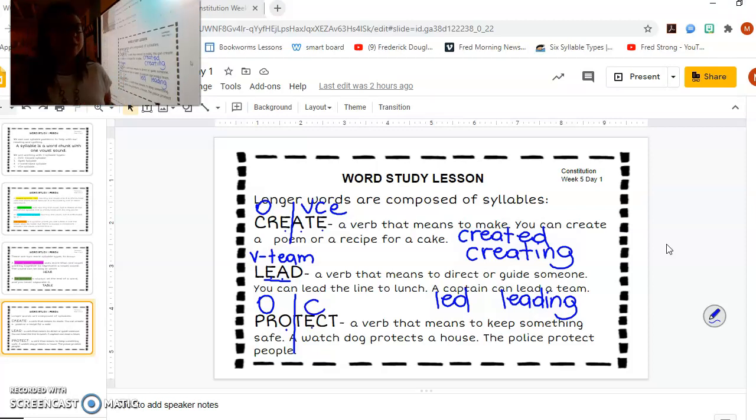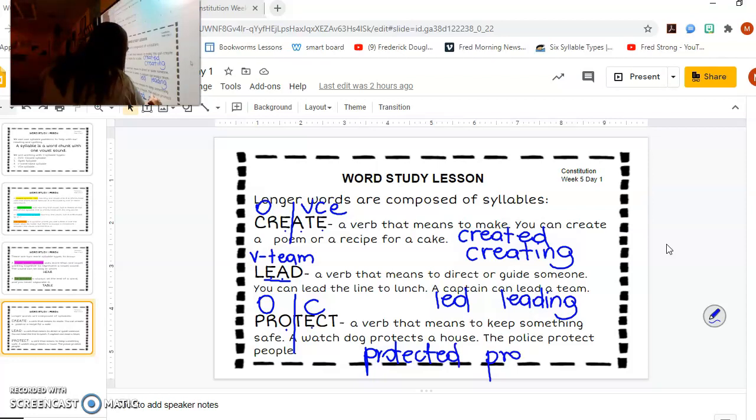So now the last step, let's say these words in the present tense and the past tense. Protect. In the past tense will be protected. And in the present tense, protecting.